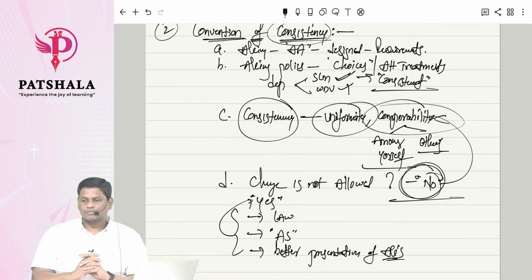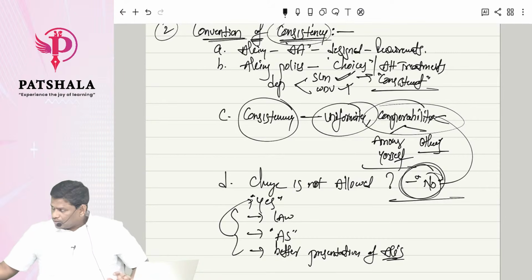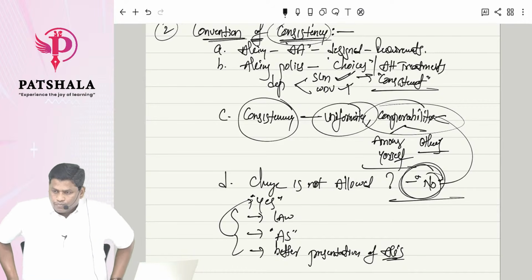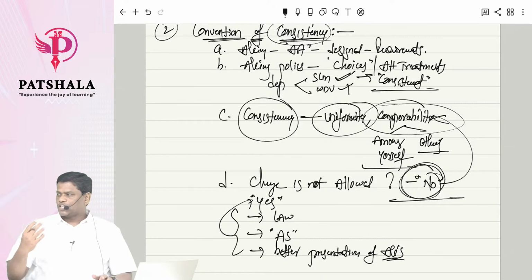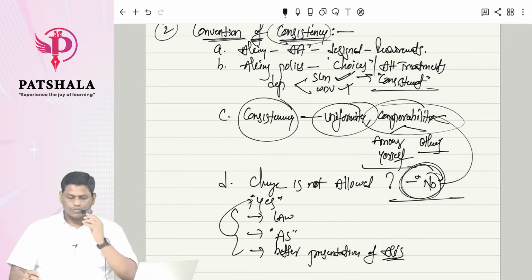Next, consistency doesn't mean non-flexibility. Accounting policies can be changed, only in the following three circumstances.